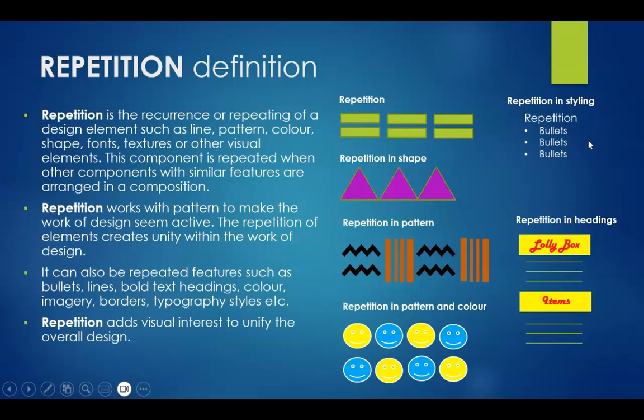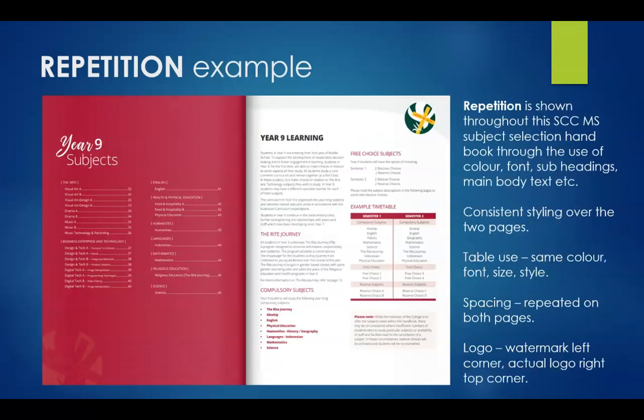On the right it says repetition in styling, so repetition with the bullets underneath. And finally, repetition in the headings. You can see it's got lollybox and item. They are repeated with the way that they are presented.